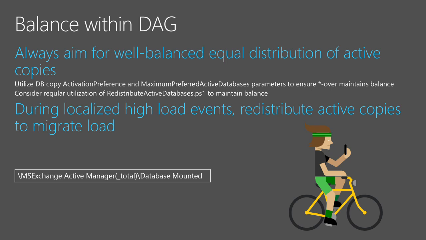Within a DAG, you also need to think about balance. You want to have an equal distribution of active copies. You don't want to have more active databases on one server than another. You want it to be as close to equal as possible. Now, for maintenance or for random failovers or switchovers, you'll be out of balance at times, and that's fine. You've planned for that as part of the sizing process, and you're not going to consume more resources than you have available. But the target should always be to have this number of databases mounted be as close to equal across all your servers as possible, just like this person's balancing on a bike. See, these graphics actually mean something.